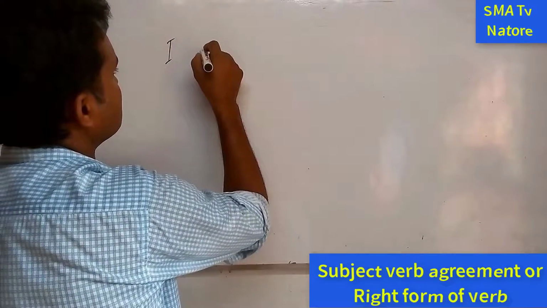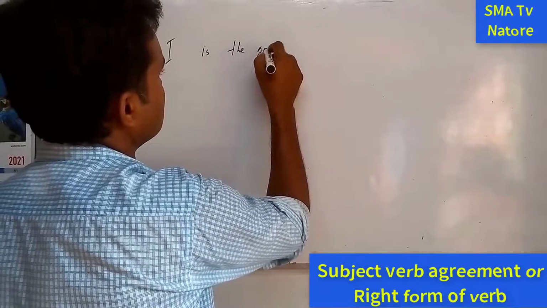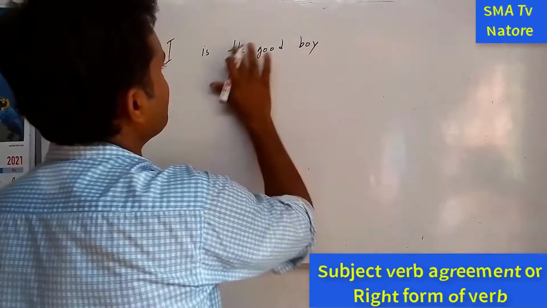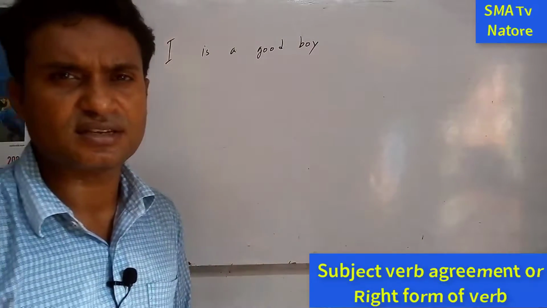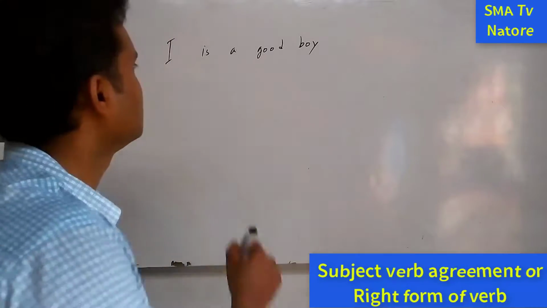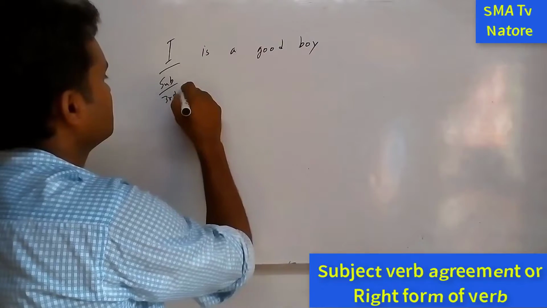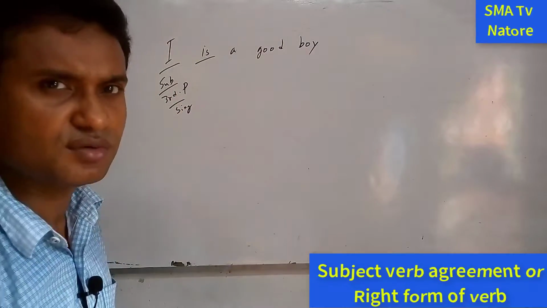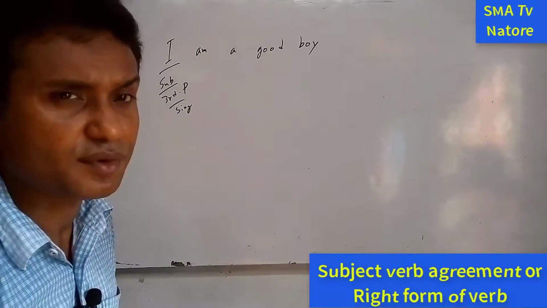I is a good boy, or you can write here, a good boy. So this is the wrong sentence. You are saying no, but why? Because the subject is first person, singular number, so here we have to write "am." No problem.